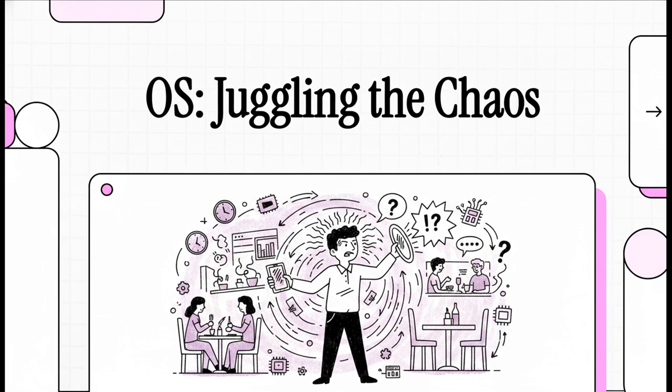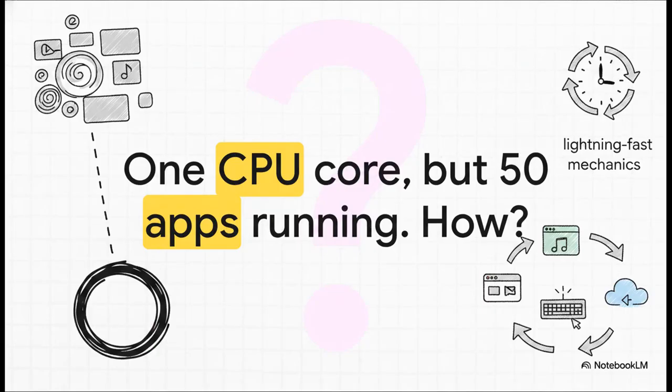Today, we're going to look right under the hood to figure out how an operating system perfectly juggles thousands of simultaneous tasks without just completely collapsing into chaos. So to kick off our masterclass today, here's a fascinating real-world paradox for you to chew on. Imagine your computer has just one single CPU core.